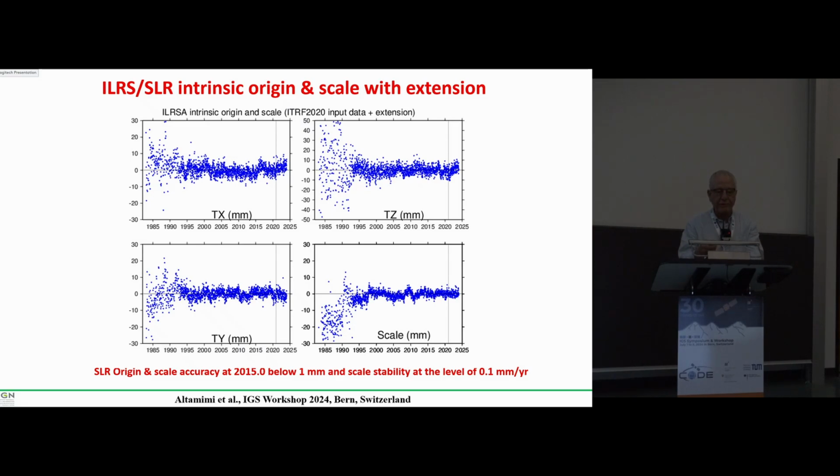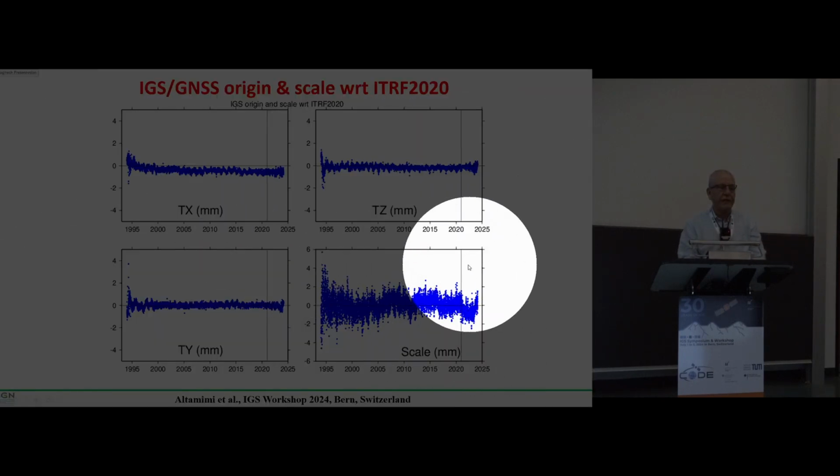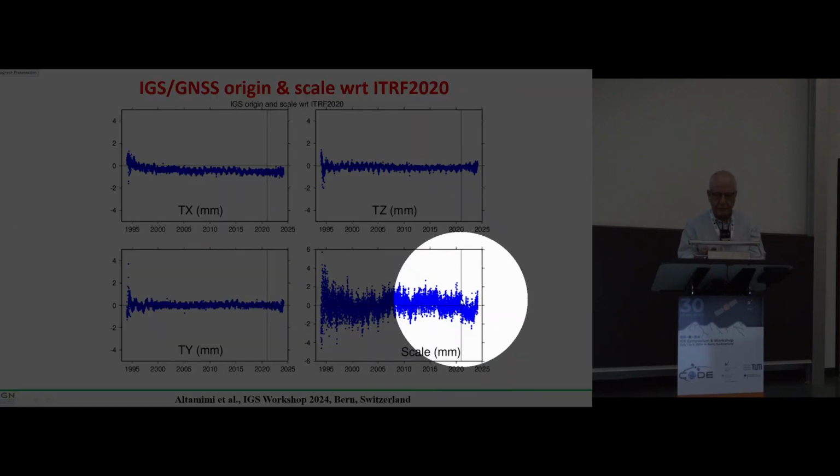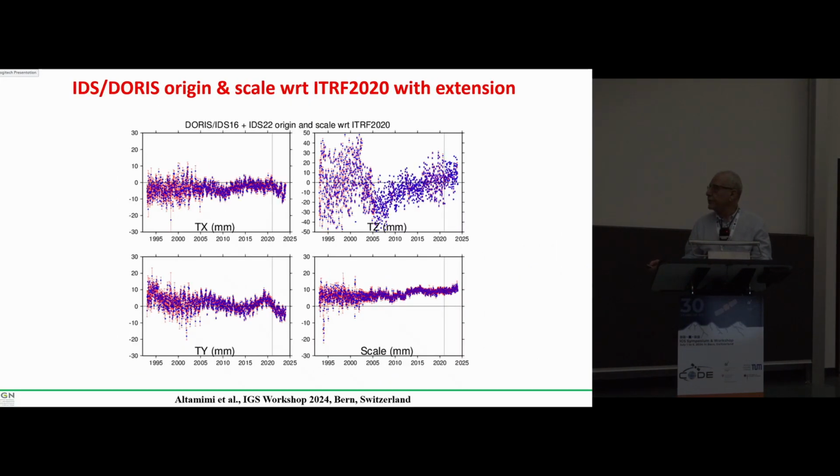Okay, so the difference between this and this will be at the level of 1 millimeter, which demonstrates the stability of the origin of the SLR used in the ITRF computation. Now, this is for IGS contribution, and as you see, they align all things to the ITRF 2020, as Paul can explain that better than me. There is nothing to mention here except that probably there is a small offset when we started the extension, but it is tiny, at a fraction of a millimeter.